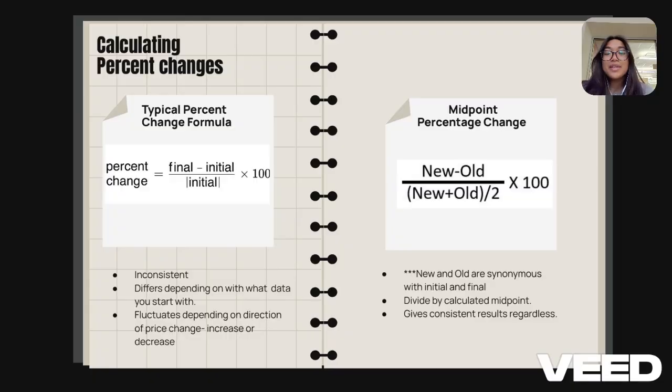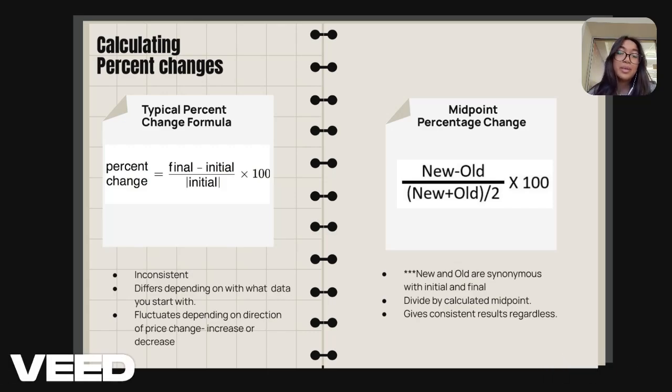So usually when we calculate percentages, we use the formula here on the left, but this formula is inconsistent. It differs depending on what data you start with. So if it's a price increase or if it's a price decrease, the answer will be different. So that doesn't help us with what we're trying to understand here. So instead we use midpoint percentage change, where we do new minus old divided by the midpoint times 100. This gives us consistent results regardless of if the price is increasing or decreasing.